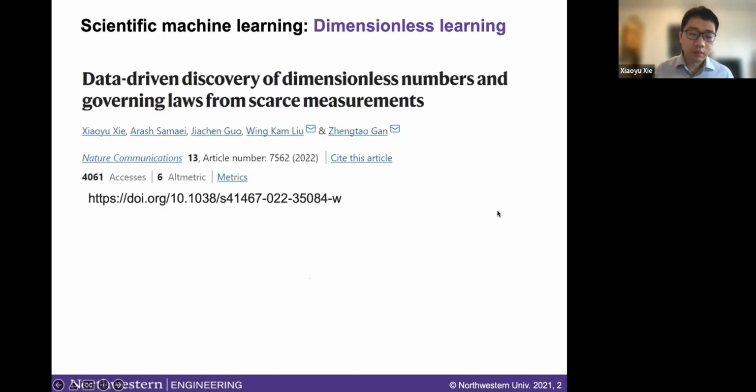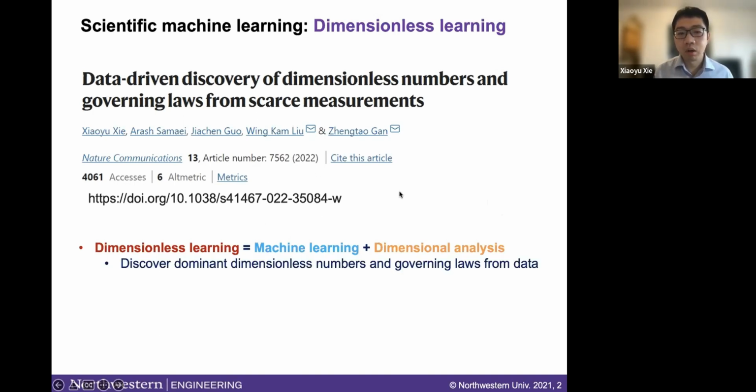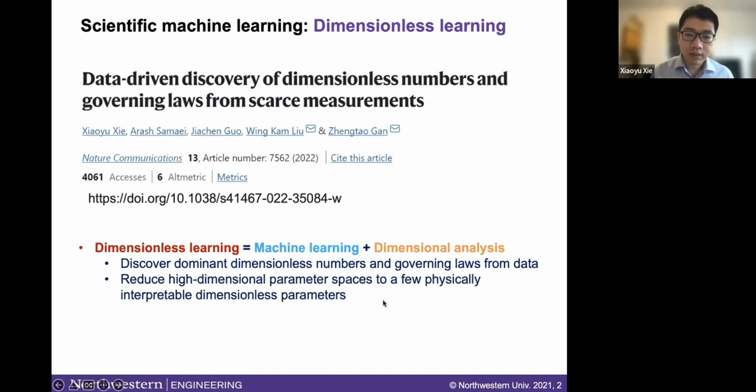Today I mainly talk about our recent paper published in Nature Communications in December 2020. In this paper, we proposed new machine learning algorithms to accelerate scientific knowledge discovery. Basically, we combine the power of machine learning and dimensional analysis. The first key point of our approach is that we can discover the dominant dimensionless numbers and governing laws from data, most of which are experimental data. The second is that it can reduce the high-dimensional parameter space into a few physically interpretable dimensionless numbers. So you can see it is kind of a physical dimension reduction.